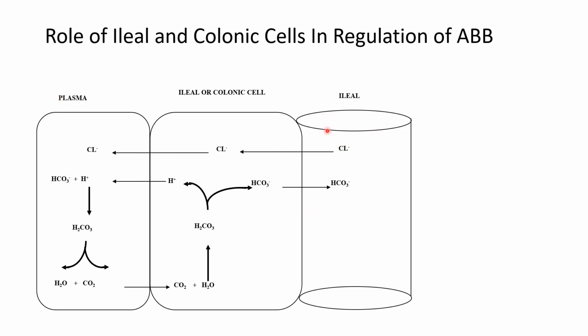So when a patient is having persistent diarrhea and losing a lot of bicarbonate in the stool, there will be an indirect elevation of chloride ion in circulation, and that is what we refer to as hyperchloremic metabolic acidosis, because the loss of bicarbonate in the stool will cause a metabolic acidosis.